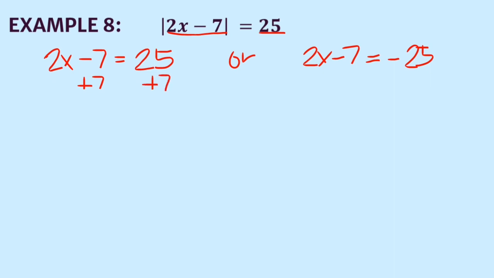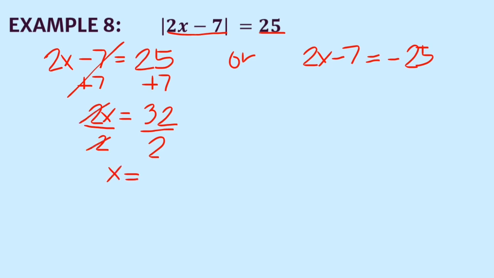And now this will be cancelled out and we are left with 2x. What is 25 plus 7? It is 32. Now, let's divide it by 2. So this will be cancelled out and we are left with x. So 32 divided by 2 is 16.